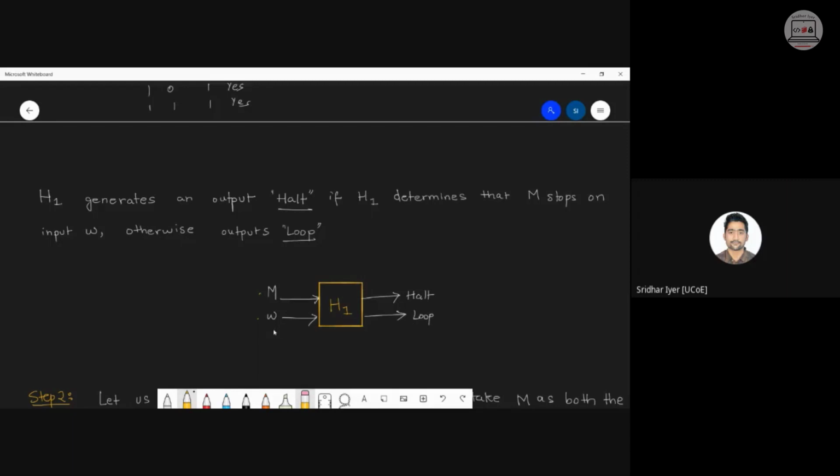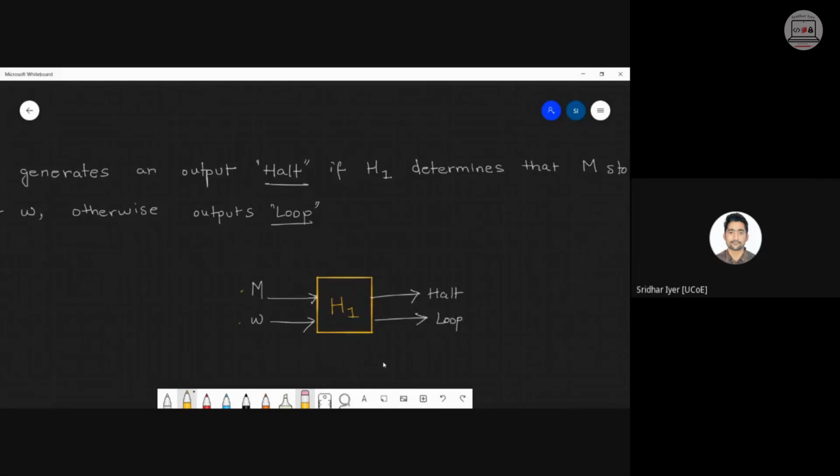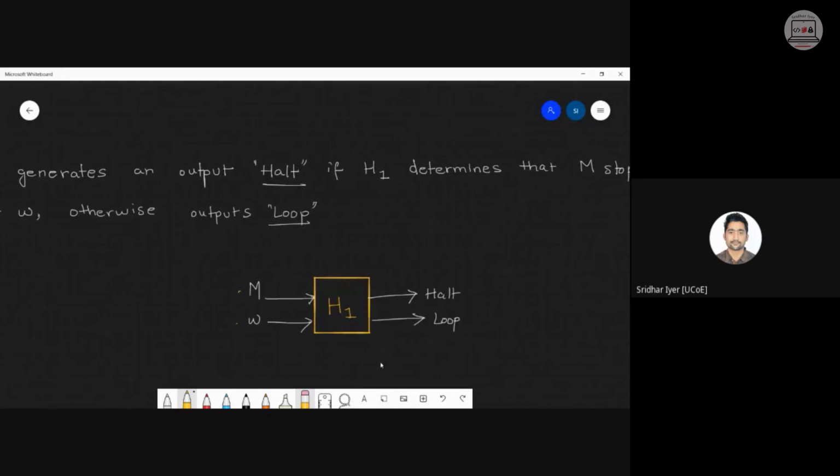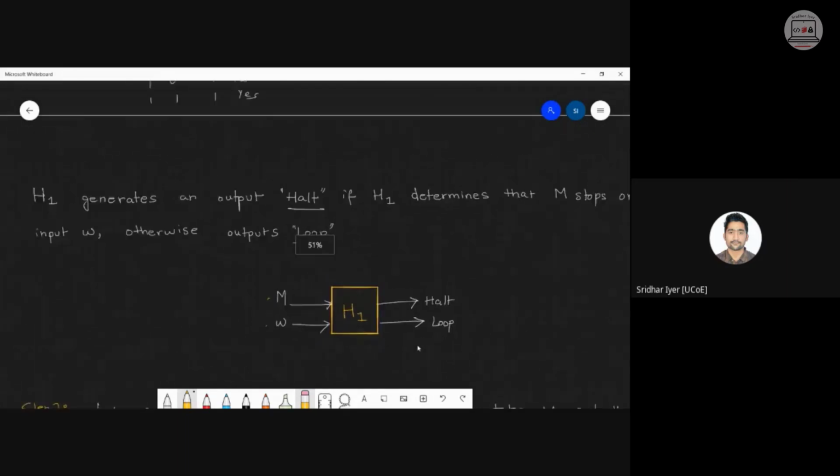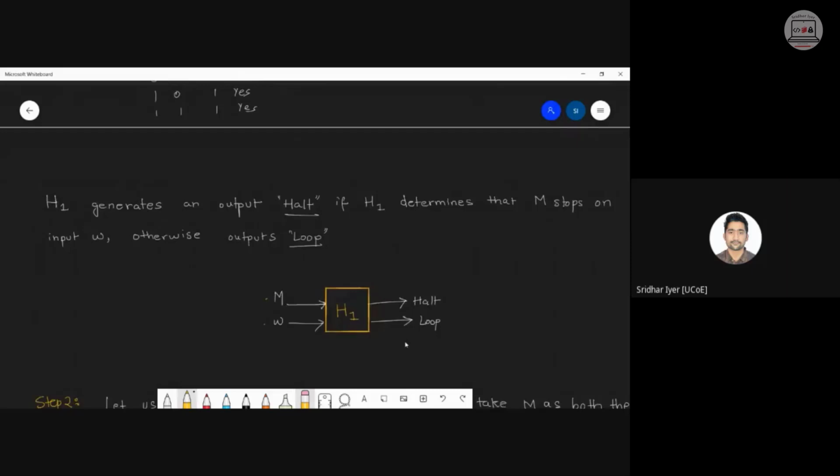Internally, this is how it works. H1 is a Turing machine that we have assumed. M is already a Turing machine in question. So we are assuming that this Turing machine H1 will give an output of halt if H1 determines that M will stop or halt on this input W. Otherwise, H1 will give an output loop. Is it clear?